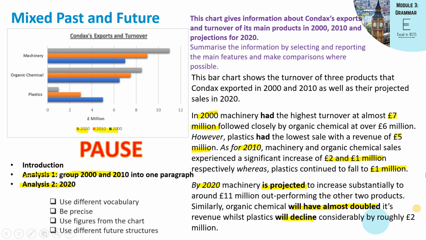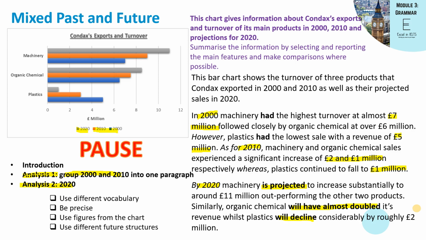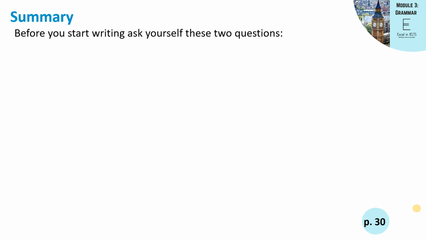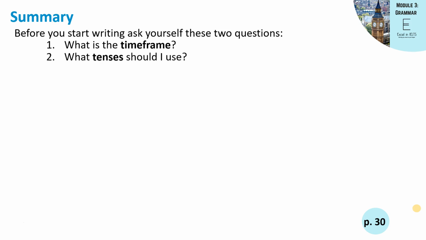Just to recap, make sure you use different vocabulary, make sure you are precise, you use figures from the chart, and you use different future structures. That brings us to the end of the lesson. So before you start writing your report, make sure you ask yourself these 2 questions. What is the time frame? And then what tenses should I be using? And remember, using the wrong tense means that your whole report won't make any sense. So you need to nail this from the get-go.